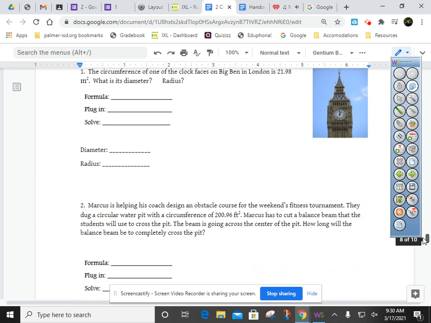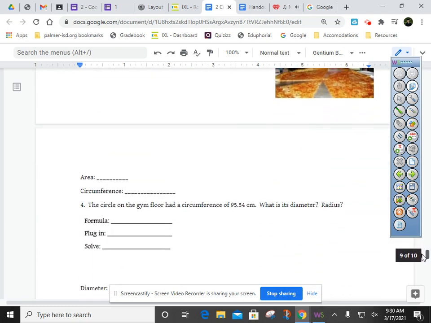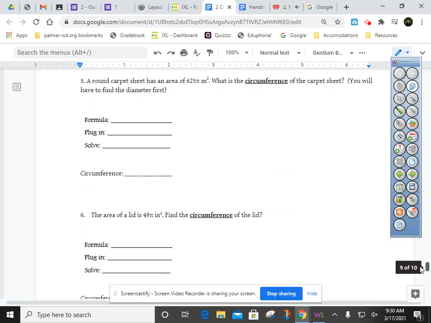Okay, you guys, listen. I want you to do the assignment that you do. You are doing the you do. We're not getting behind. Look at number 5 on page 9. It says a round carpet sheet has an area of 625 pi square meters. What is the circumference? That means you got to find the radius and then the diameter and then plug it in the circumference formula.